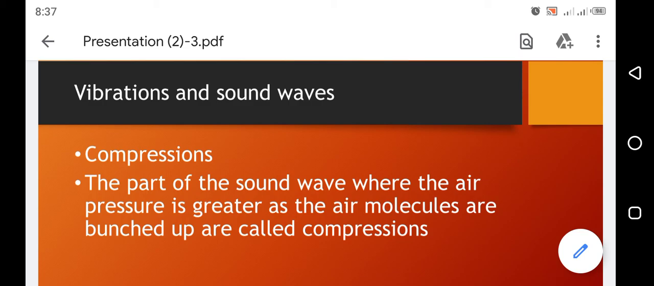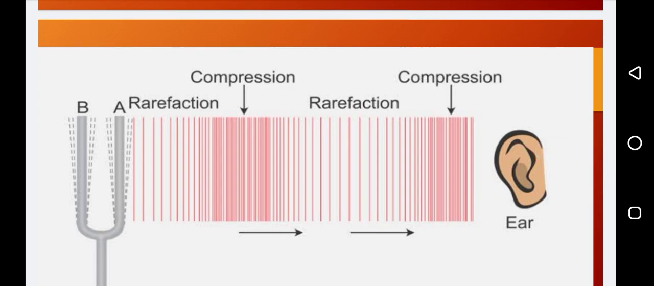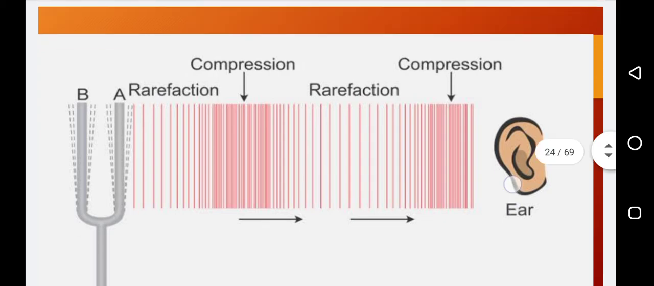The part of the sound wave where the air pressure is greater, as the air molecules are bunched up, is called the compression. You can see in that picture the dark pink color is the compression. The air molecules are bunched up at one place. Where the air molecules are bunched up at one place, this is called the compression. Clear?